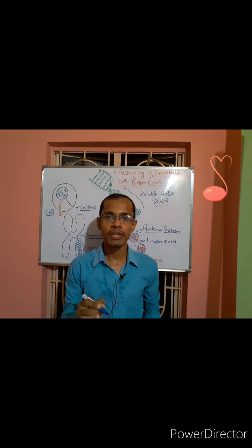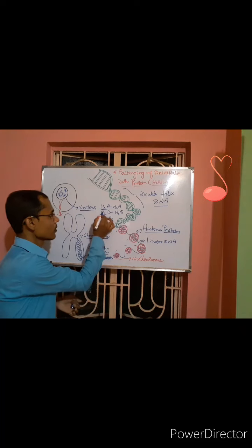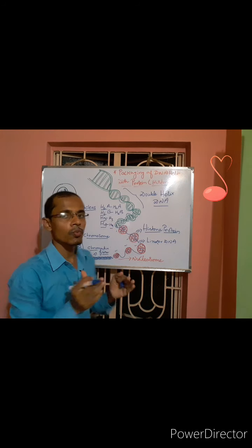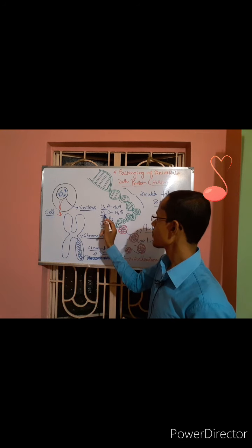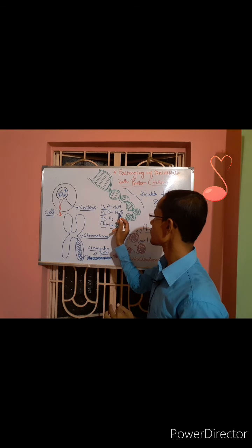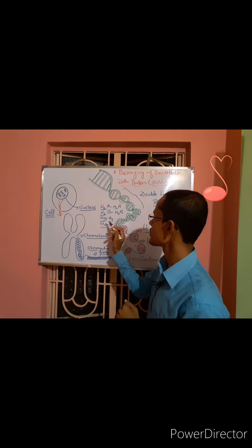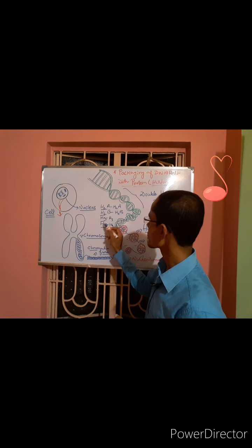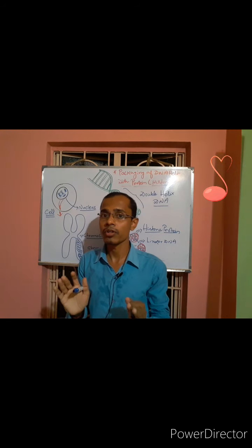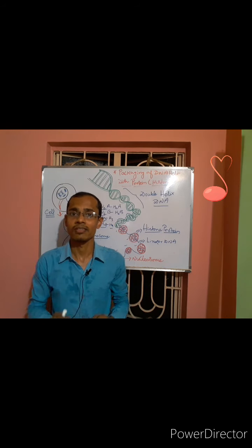So now look very carefully. Look here, one H2A is going to make another H2A, so two H2A. Here one H2B is going to make another H2B, so two H2B, H3, H3, H4 again forming the H4. So here 1, 2, 3, 4, 5, 6, 7, 8. 8 molecules of histone proteins are there.